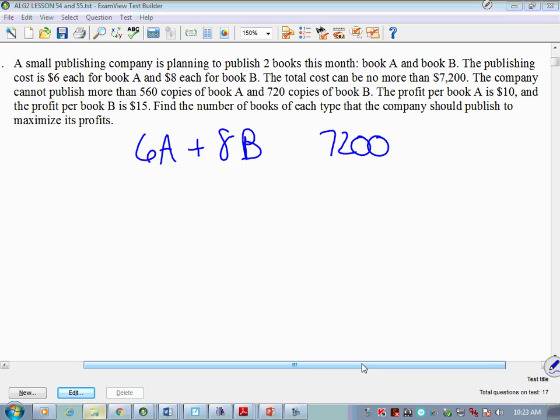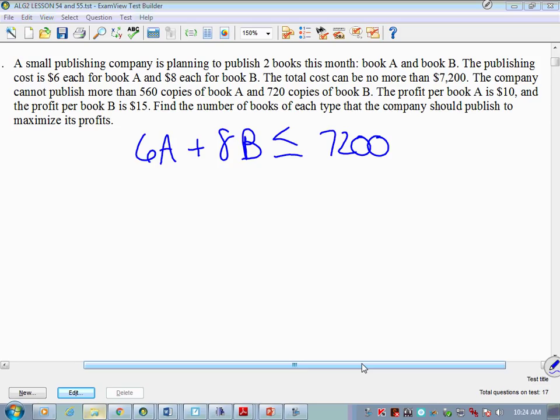Okay, I've got a mixed bag here. I've got some less than, so I've got greater than. The total cost can be no more than 7,200. All right? So I can be less than 7,200, right? And I could be equal to 7,200. Is that correct? I know I can get an equal to, but I need to be less than. Okay? 6a plus 8b is less than or equal to 7,200.